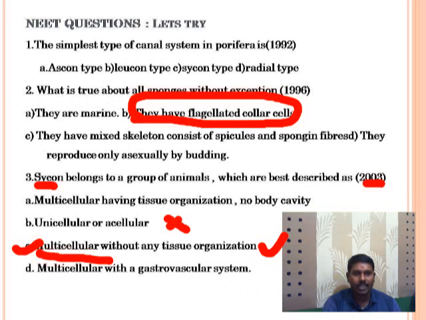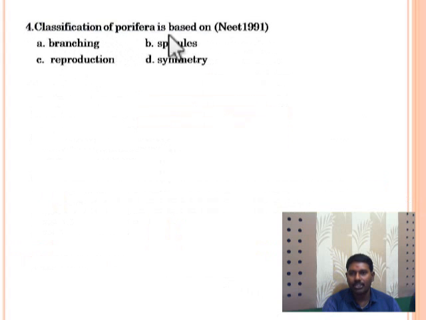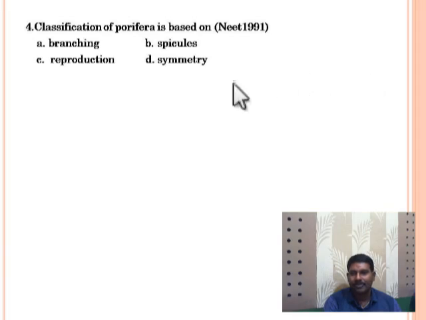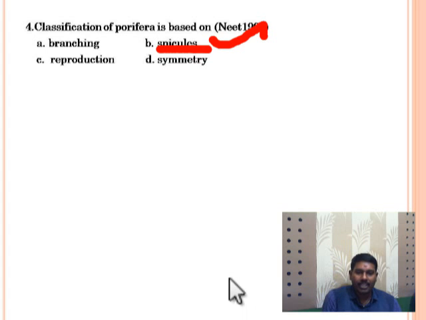And the next set of questions: classification of Porifera is based on what? The very important question I already discussed. The classification of Porifera is mainly based on spicules, not on symmetry, not on reproduction, not on branching. It is mainly based on spicules. If the class is Calcarea, then the spicule is made up of calcium carbonate. In the case of others, Demospongiae or Hexactinellida, the spicules are made up of silicon.